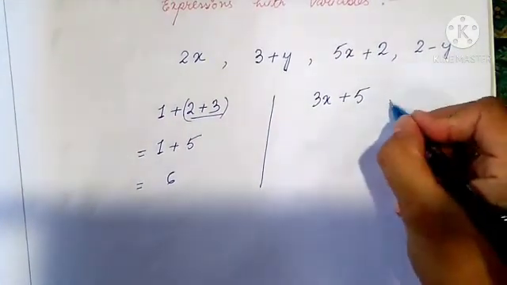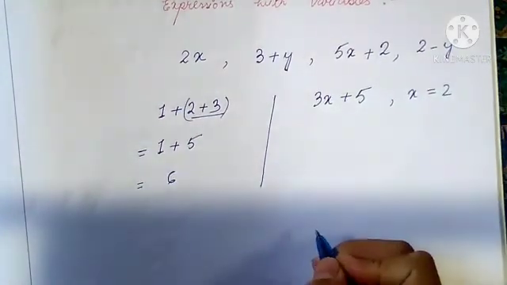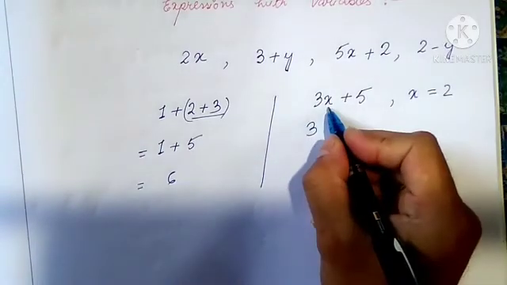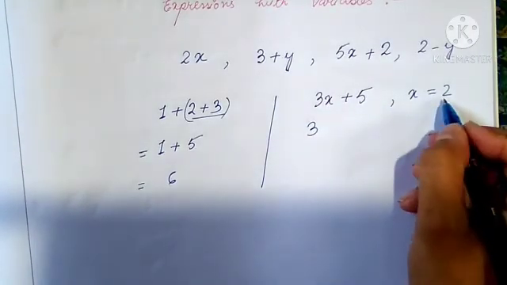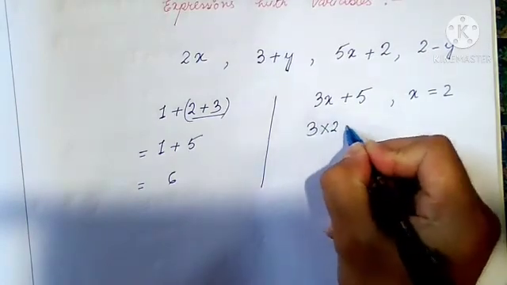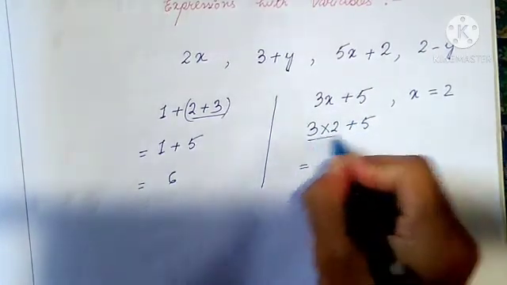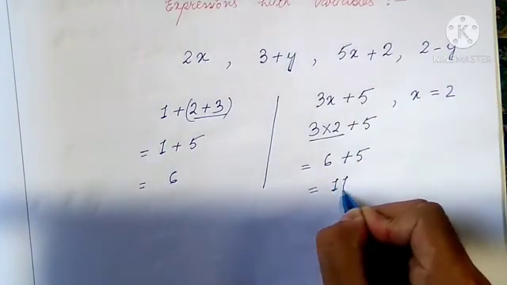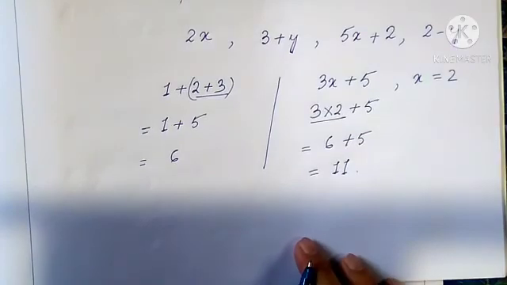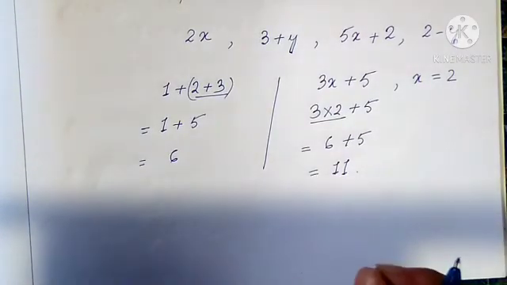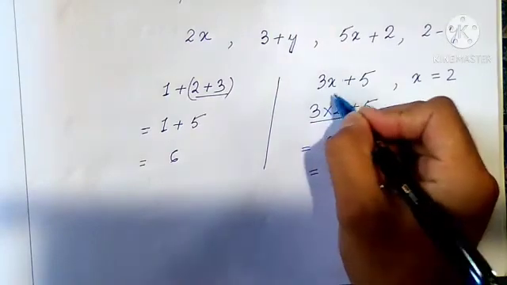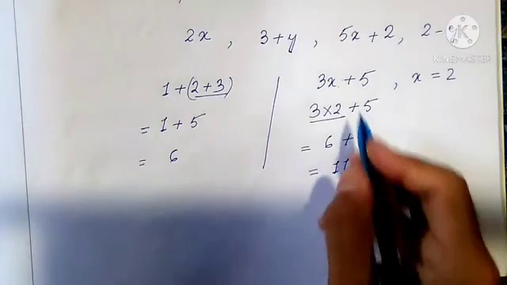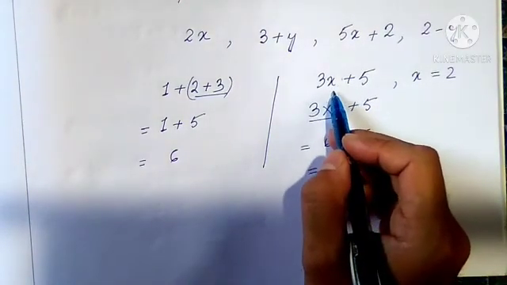Understood? For example, let's say the value of x is 2. Then we can evaluate this expression like 3, and what is the value of x? 2, right? So we write 3 into 2 plus 5. Then what is 3 times 2? 6. What is 6 plus 5? 11. Understood? So this is how we are going to evaluate. And remember, if we don't know the value of the variable, we cannot evaluate further. We can evaluate only when we know the value of the variable. Understood?